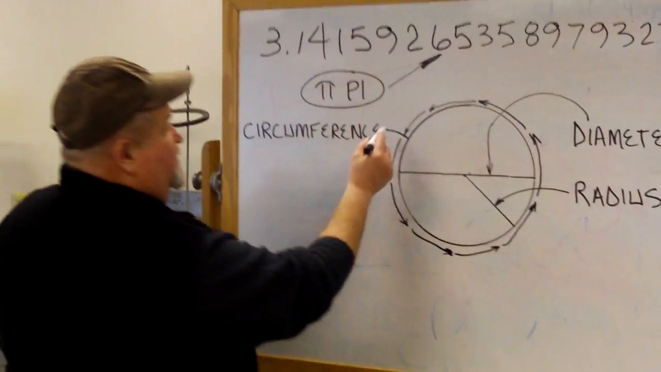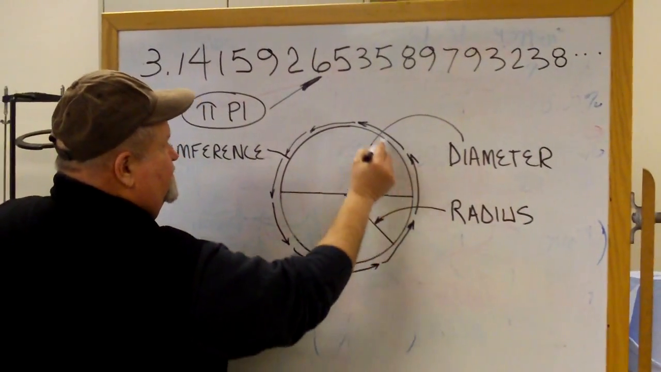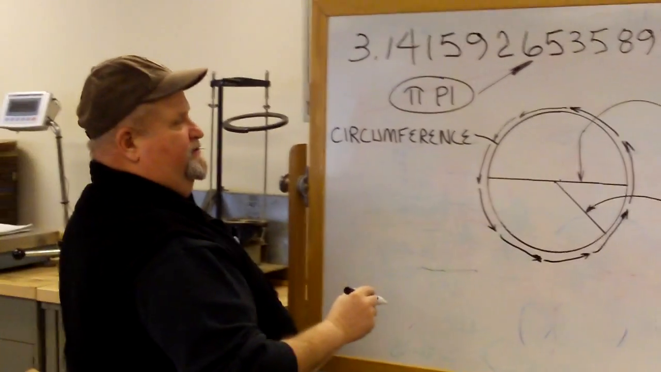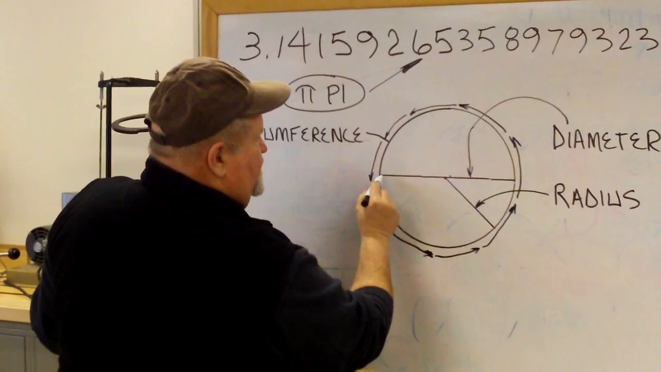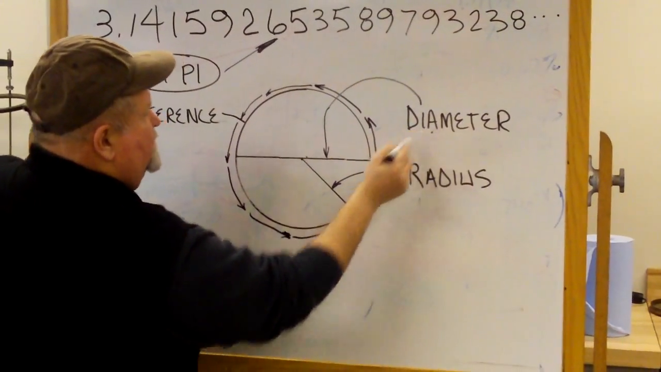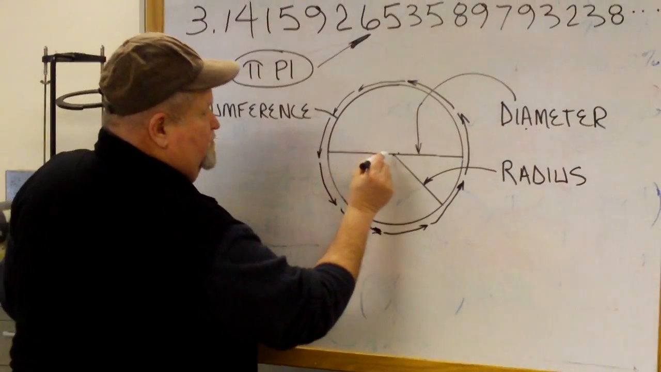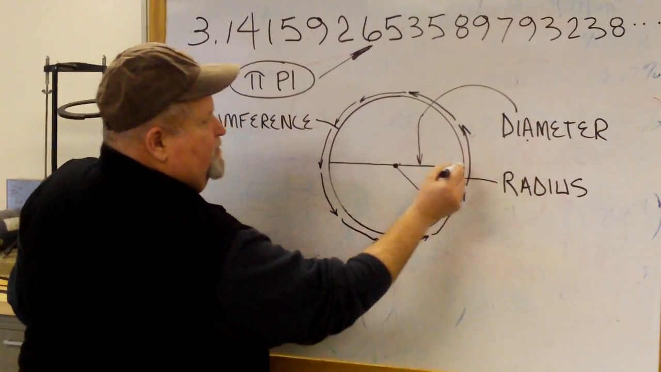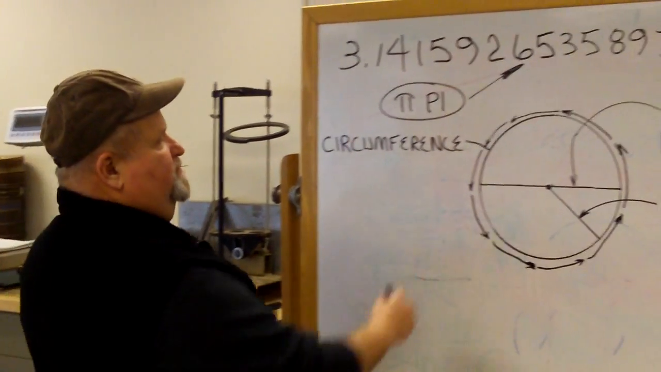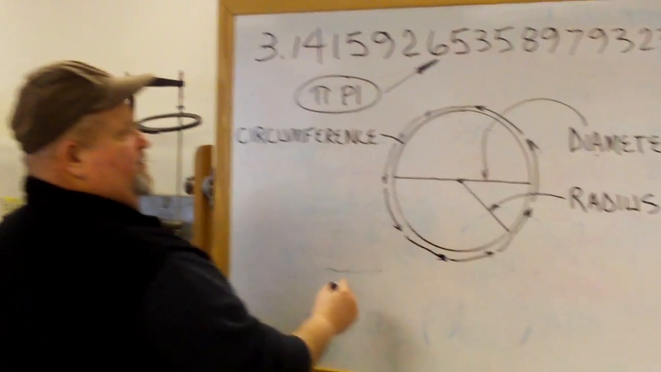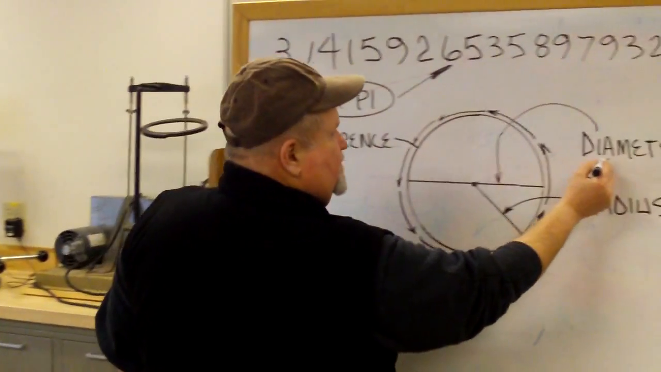The circumference of a circle is the distance all the way around the outside of it. If you take that dimension and divide it by this one here, which is called the diameter, which is a line that goes from the outside right through the middle to the other side. It could go at any angle, any place in the circle, as long as it goes through the center. That's the diameter of the circle.